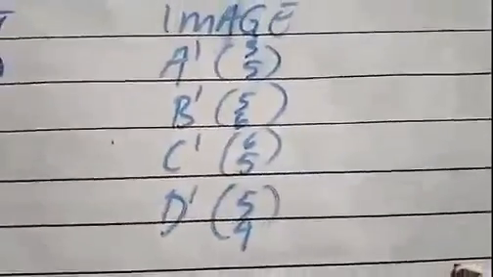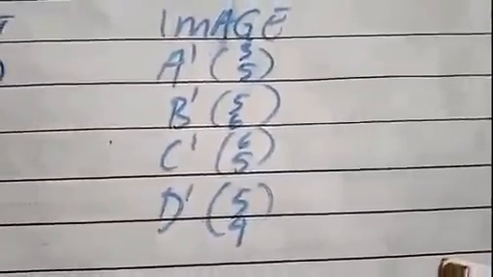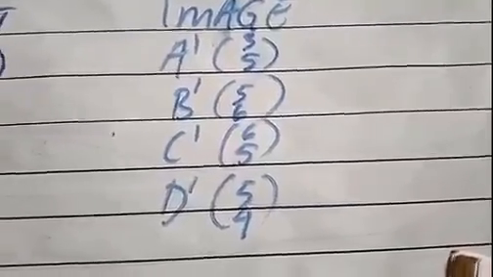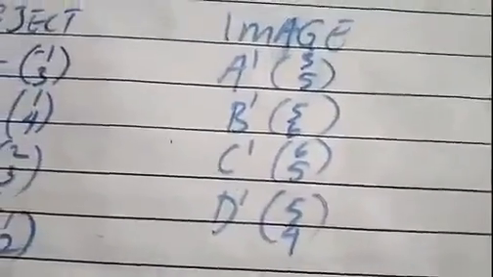So on the image now, we will have the image of A as 3 column 5, the image of B as 5 column 6, the image of C as 6 column 5, and the image of D as 5 column 4. What do we mean? Let's translate this to the Cartesian plane. Yes, this is our Cartesian plane.